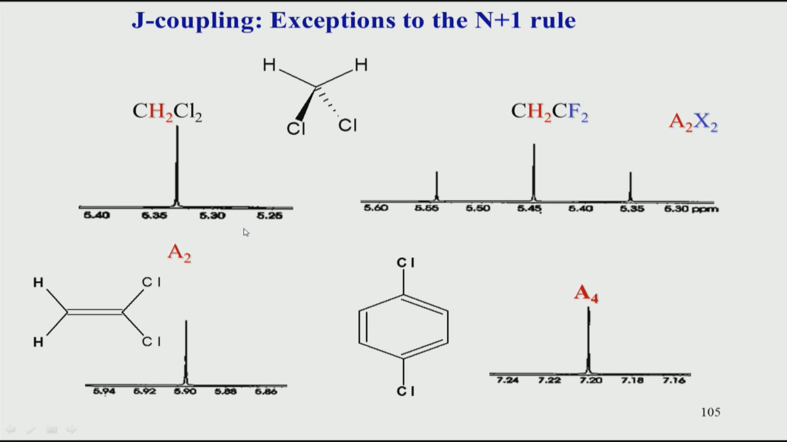So, this is basically the idea of J coupling, that whenever you have chemically equivalent hydrogens, they do not split each other even if there is a coupling between them, because they are equivalent.